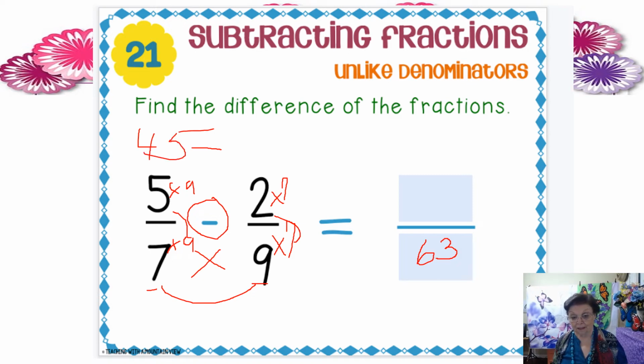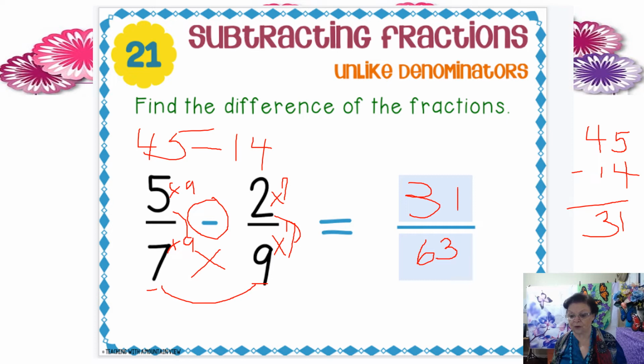Minus 2 times 7, 14. Over here, I'm going to go ahead and write out the 45. I'm going to rewrite 45 minus 14 because that helps me. Let's see, 5 take away 4 is 1. 4 take away 1 is 3. Our numerator is going to be 31. Boom. Done. You're welcome.